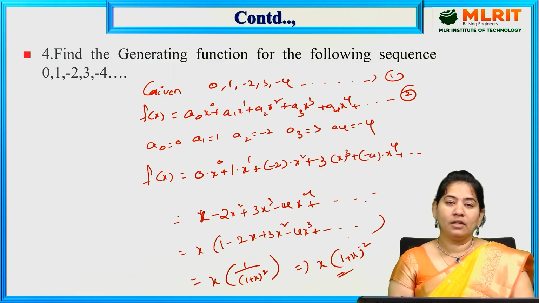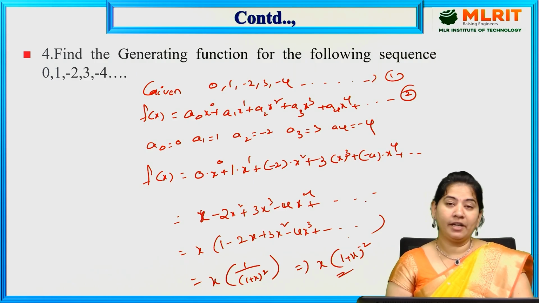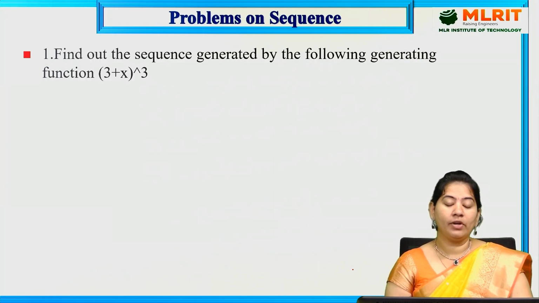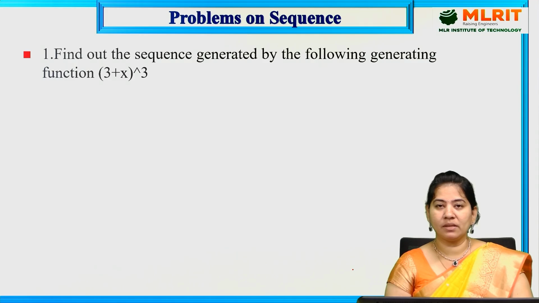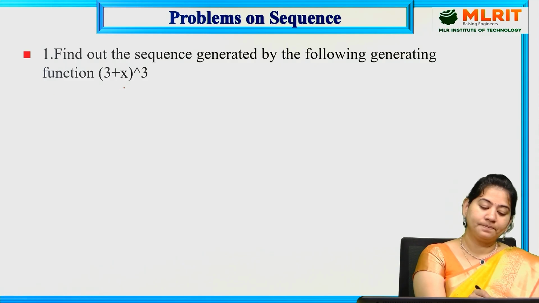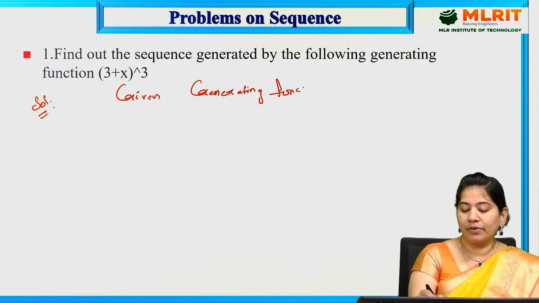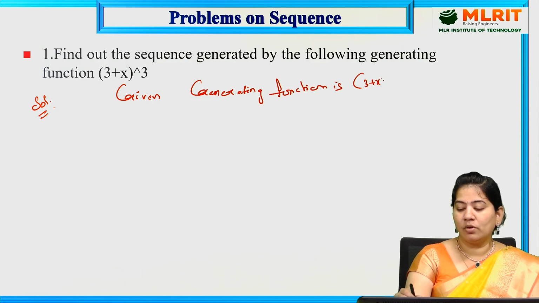So these are a few problems on how, using the sequence, we can generate the generating functions. Then we also have a few problems where the generating function is given, and based on the generating function we have to find the sequence. So here the given generating function is (3 plus x) whole cube.